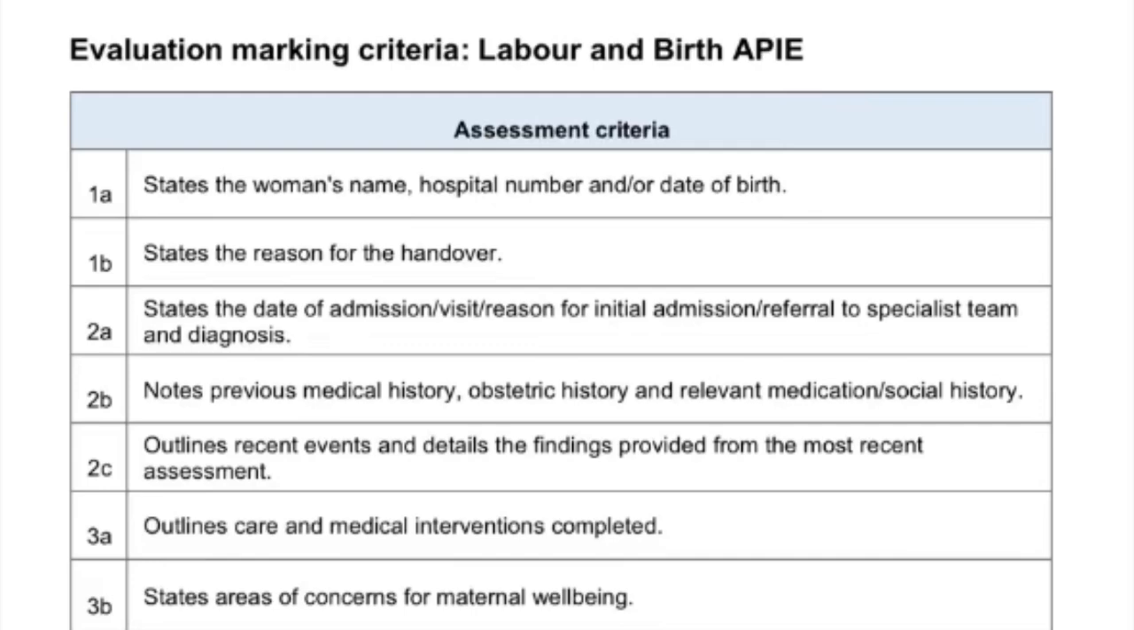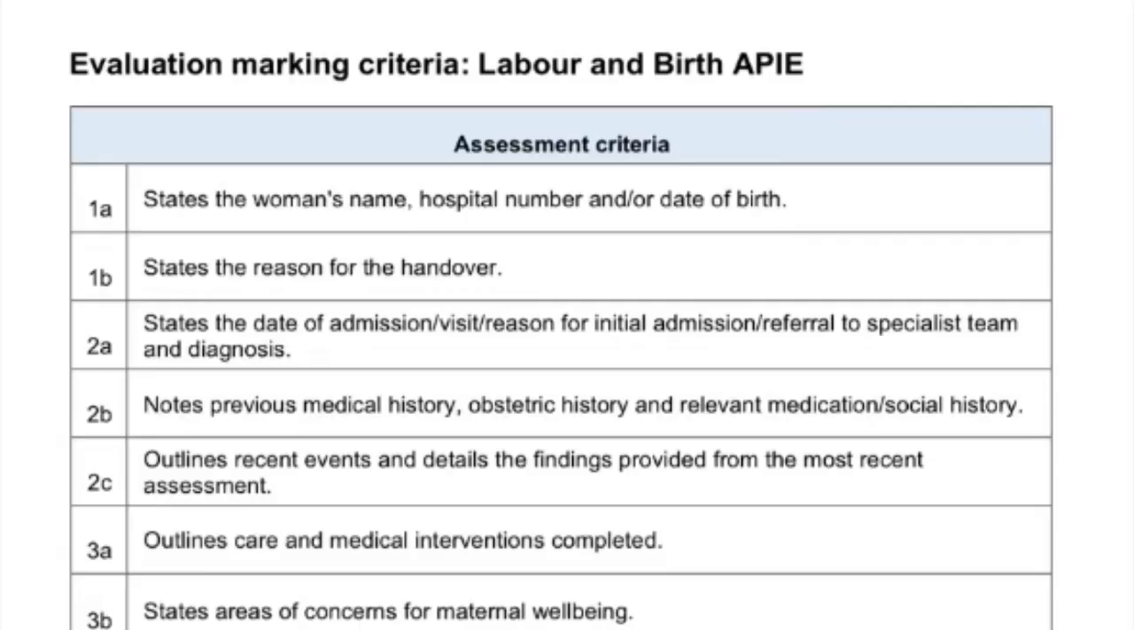So for the labor and birth, state the woman's name, hospital number, and or date of birth. It is still the same thing. I am Bolaji, the midwife who looked after Amy Hall. Date of birth 1st January 1970, and hospital number 1234567. It is as simple as that. State reason for handover. I'm handing Amy Hall over because she no longer requires the care at this time. She presented with so and so, and now she's so and so, and now we are discharging her.